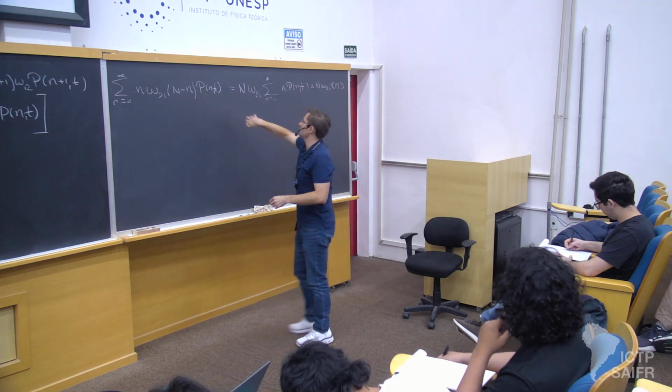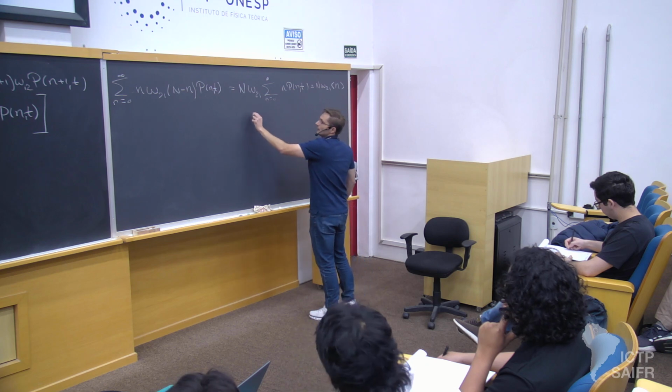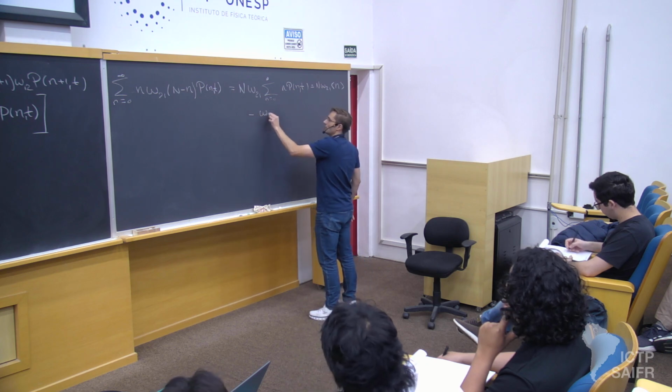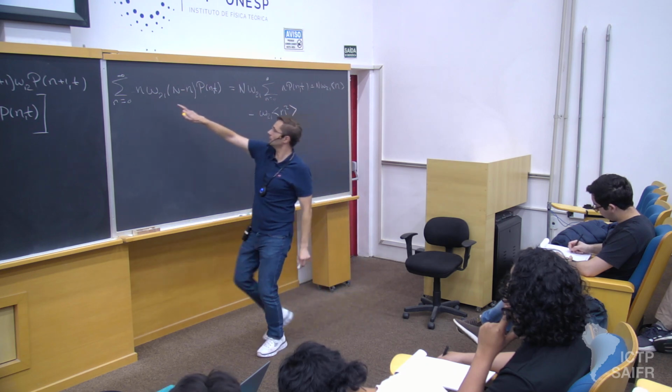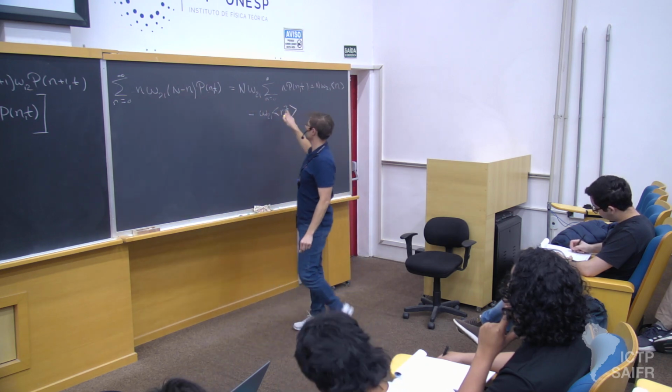If you do the same algebra, what you will get in the second term is omega to 1, and the second moment, you have n times n, p n t, summing n squared.